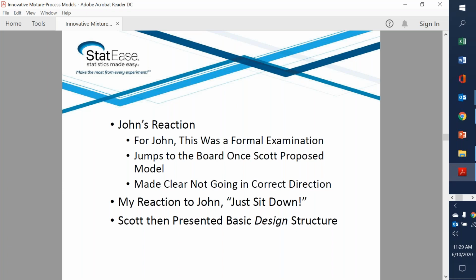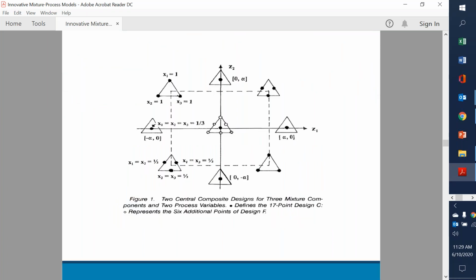And then Scott presented the basic design structure. And this is it from our Technometrics paper. So this was an easy one for me to steal. In the Technometrics paper, we do it as a split plot, but the structure lends itself either to a split plot or not to a split plot. Key idea, John historically would fractionate the process variable design. We're fractionating the mixture components. One of the big reasons why the design size explodes when you do mixture by process variables is the mixture experiment, not so much the process variables.